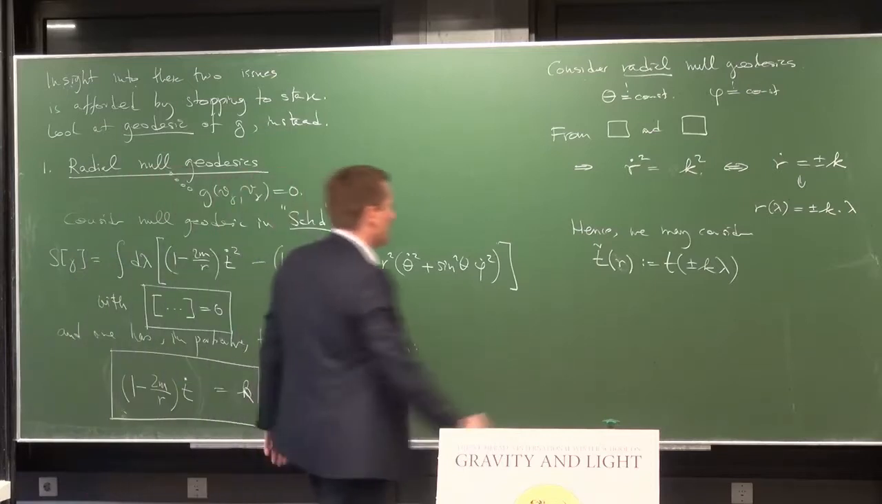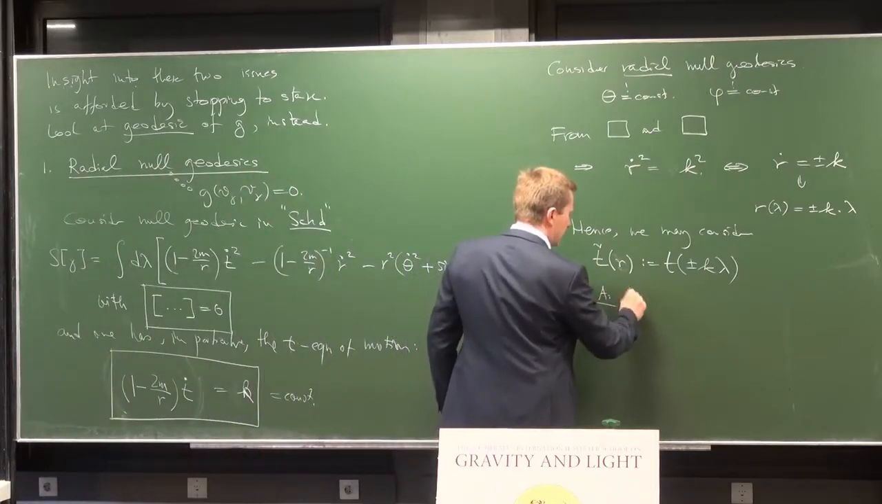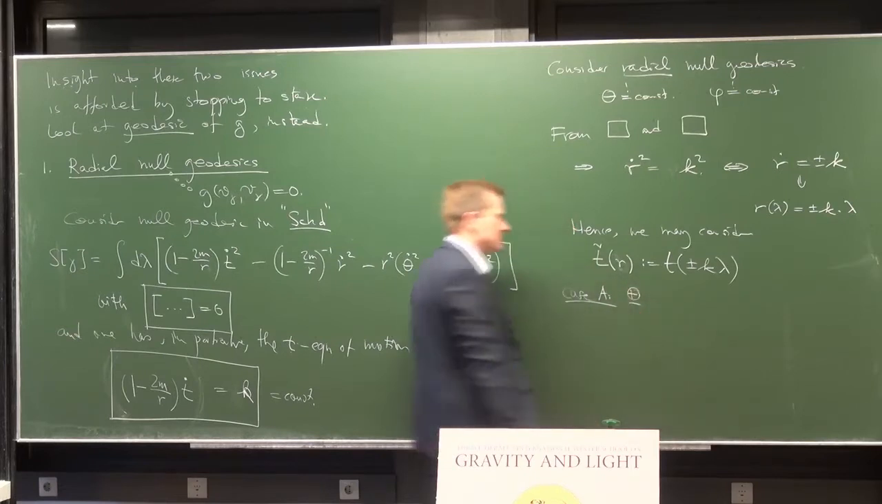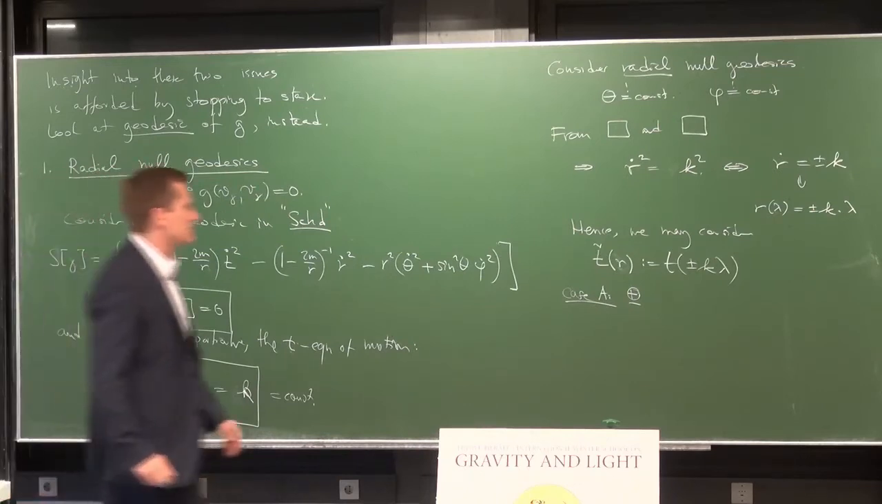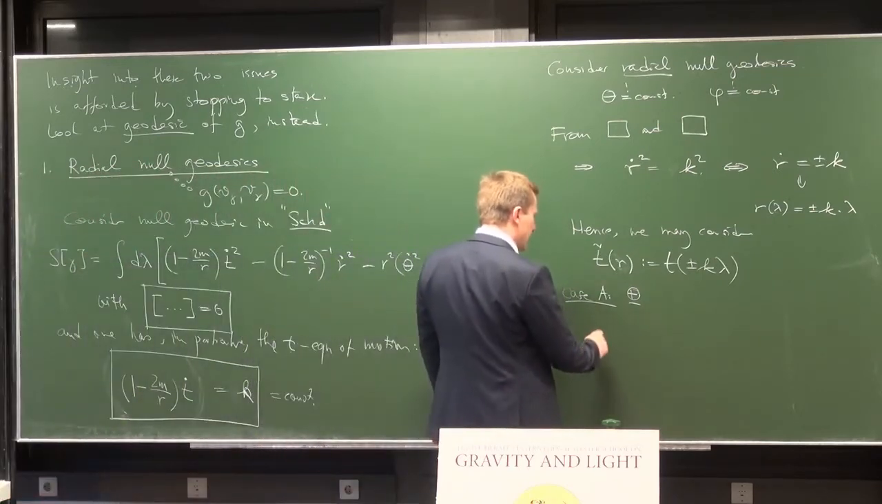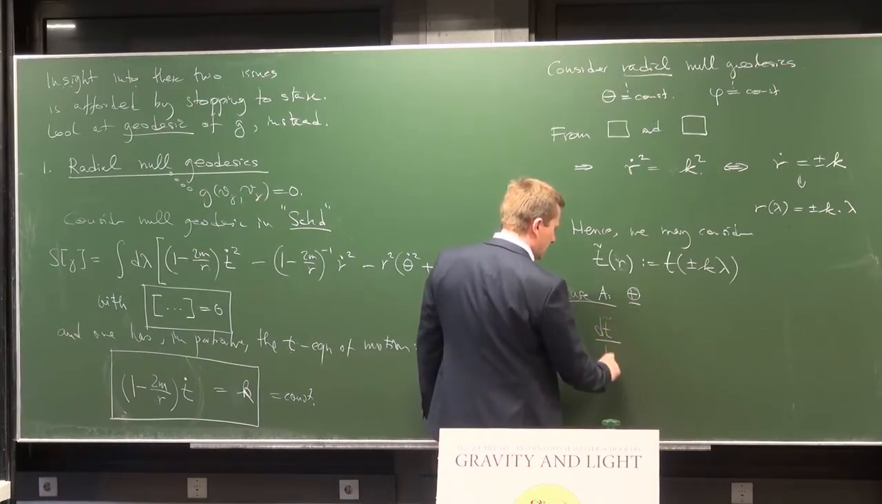So how does that work? Let's do case A. Case A is of this plus minus, I choose the plus. And next second we'll choose the minus. So if I look at this case, I can calculate what dt twiddle by dr is.